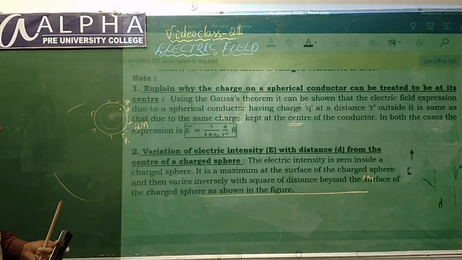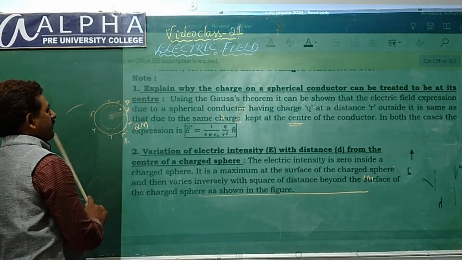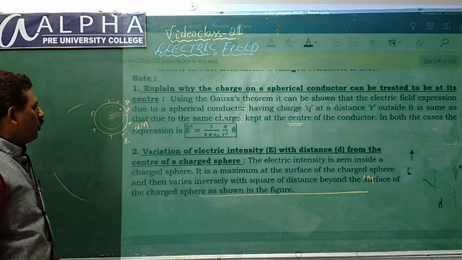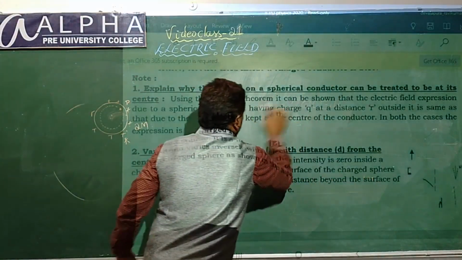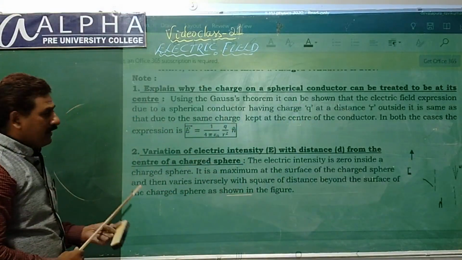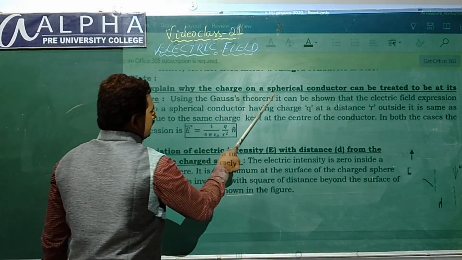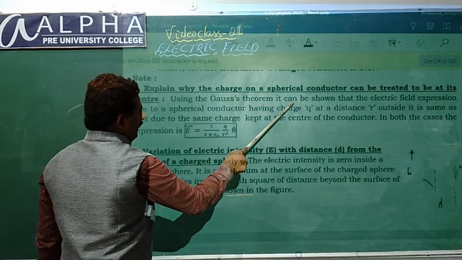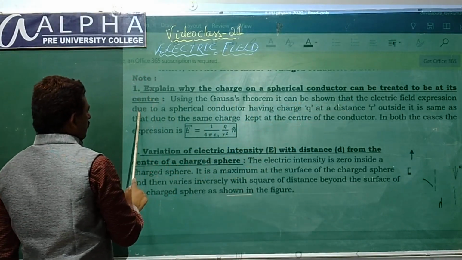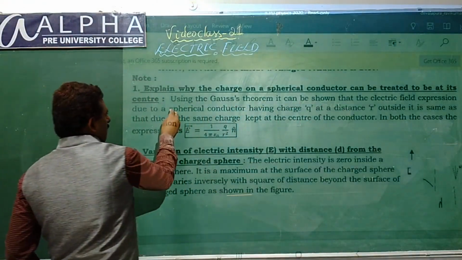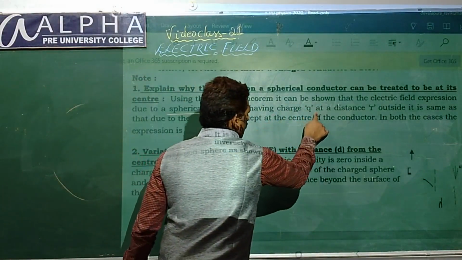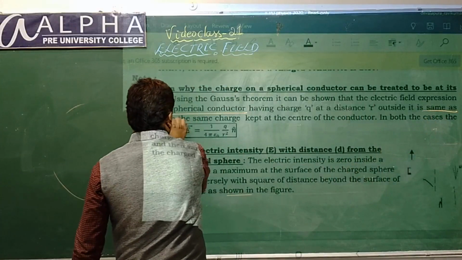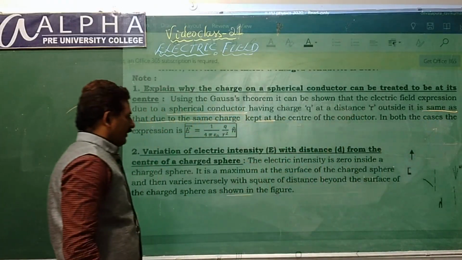Remember these 2 points are also very important for the 1 and 2 mark sections. The question is, explain why charge on a spherical conductor can be treated to be at its center. Let me read the question once again. Explain why charge on a spherical conductor can be treated to be at the center. See the answer. Using Gauss theorem, it can be shown that the electric field due to a spherical conductor having charge Q, at a distance R outside, is the same as the field due to the same charge kept at its center.